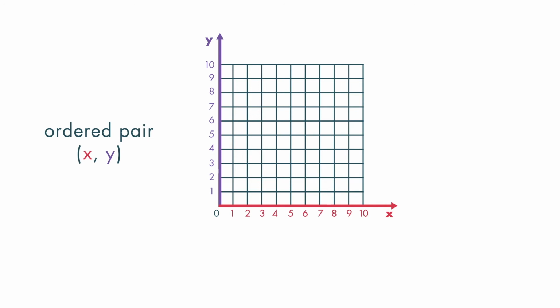To plot a point, we always start from the origin, point 0, 0. To plot the point 5, 9, we move 5 units to the right and then 9 units up.